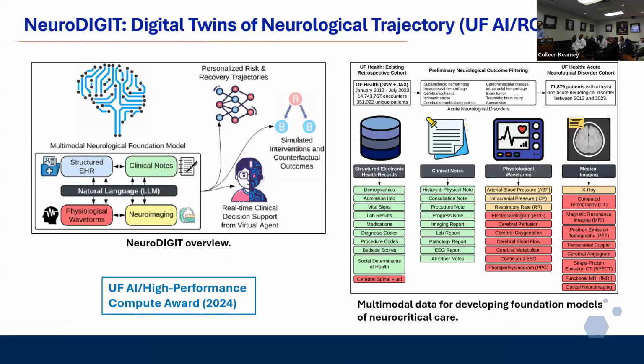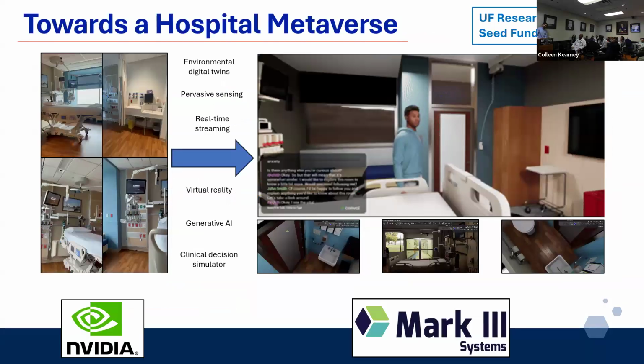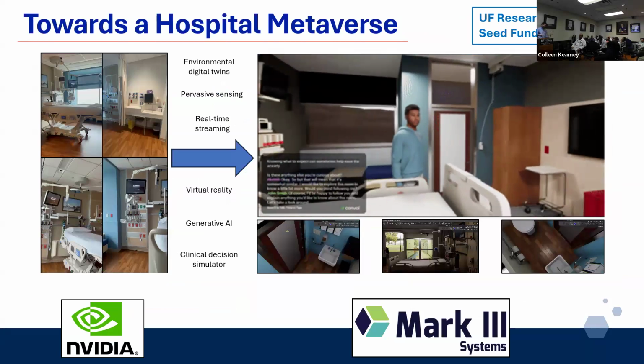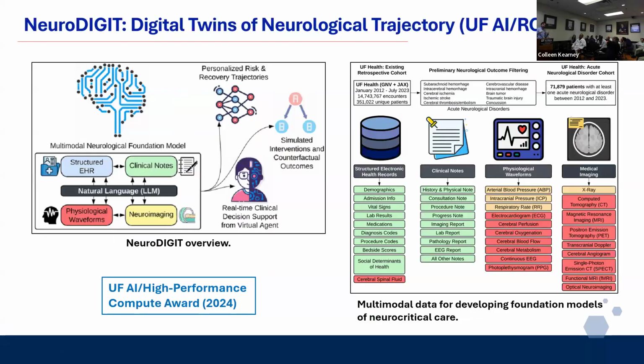Kind of piggybacking off that, we have another internal grant from UF from the folks at HiPerGator Research Computing, and we're going to be building this multimodal foundation model of brain health and neurological trajectory. The prior step was making a twin, a digital representation of a physical thing, and the thing there was the ICU in the hospital, so the location, an environmental twin. This one is a twin of the patient. And we're choosing this neuro use case as the first application.